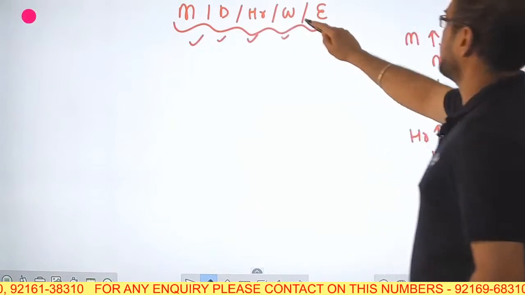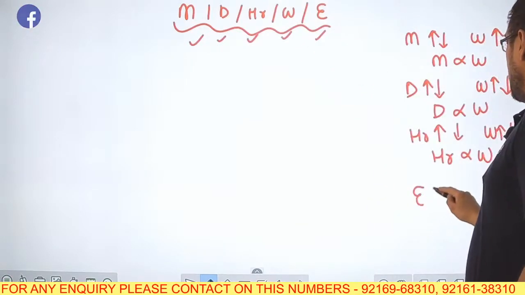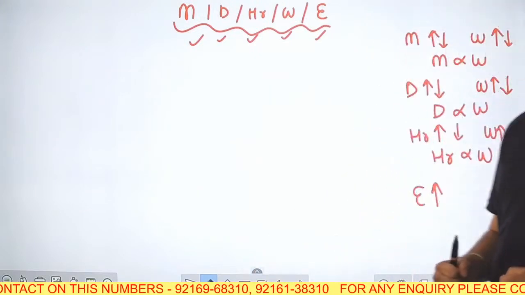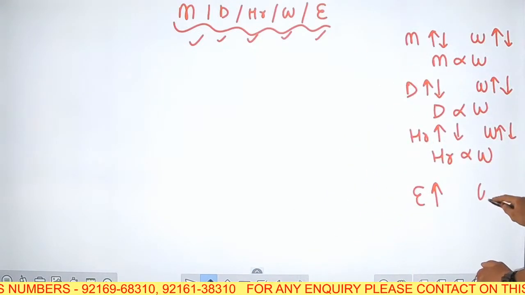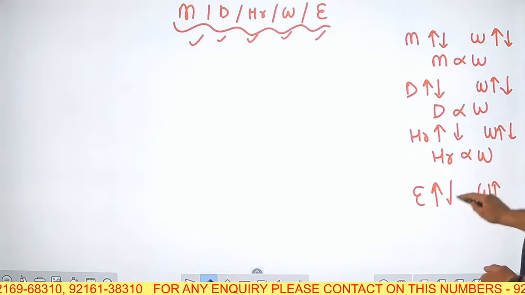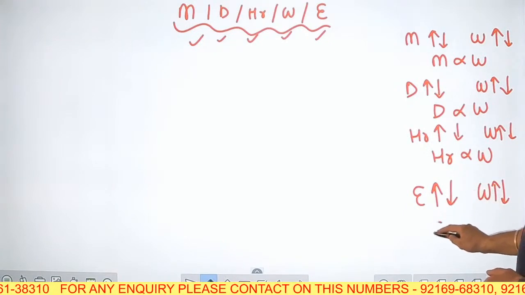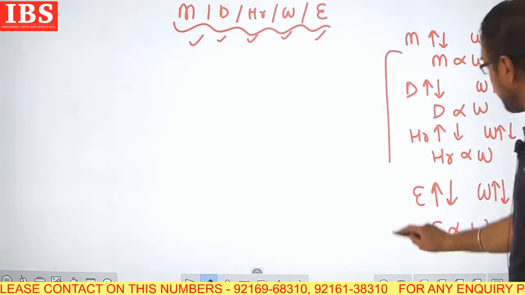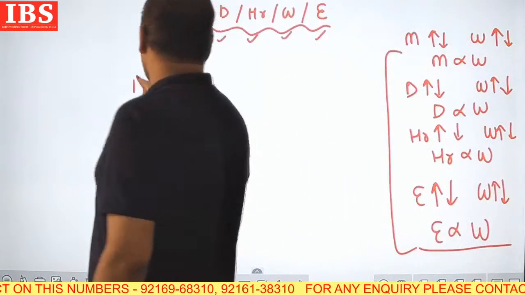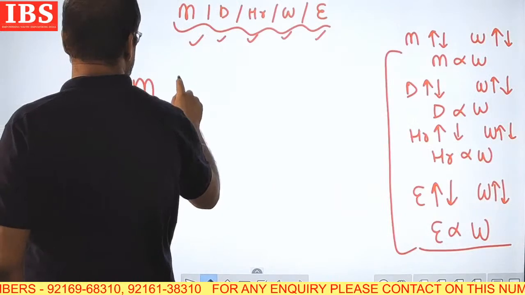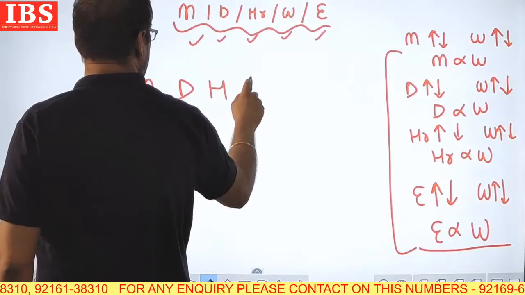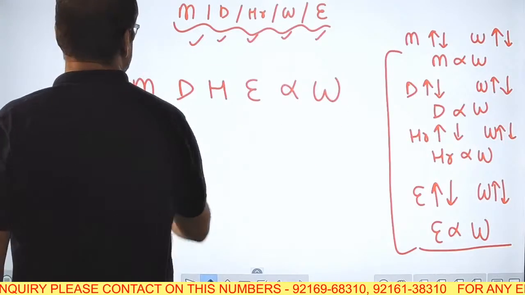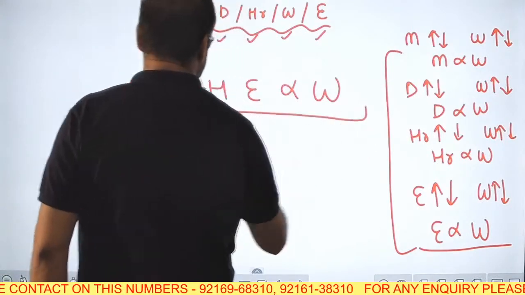Now efficiency. If the person has more efficiency, if he is more capable to do certain work, he will do more work, and if he has less efficiency, less work. So efficiency is also directly proportional to work. So we have 4 relationships: men, days, hours, and efficiency are directly proportional to work done. So this is the relation that we use. Okay, bache, let's see.